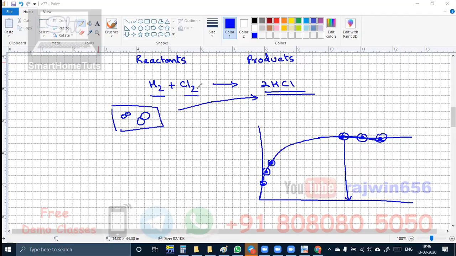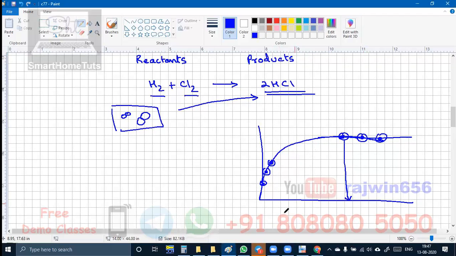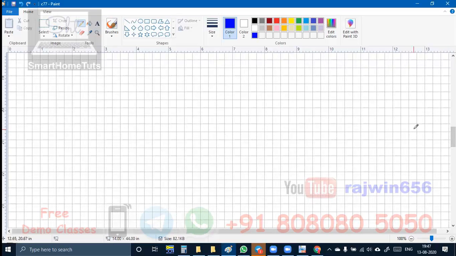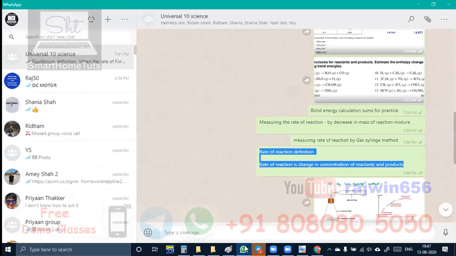Okay. Now, what are the factors that are going to affect the rate of reaction? I've sent you that link. You just go through that link in the break that I'm going to give you in between. After that, you will be able to ask me questions from there. What are the different ways in which we are going to measure the rate of reaction? I'm coming to that point.